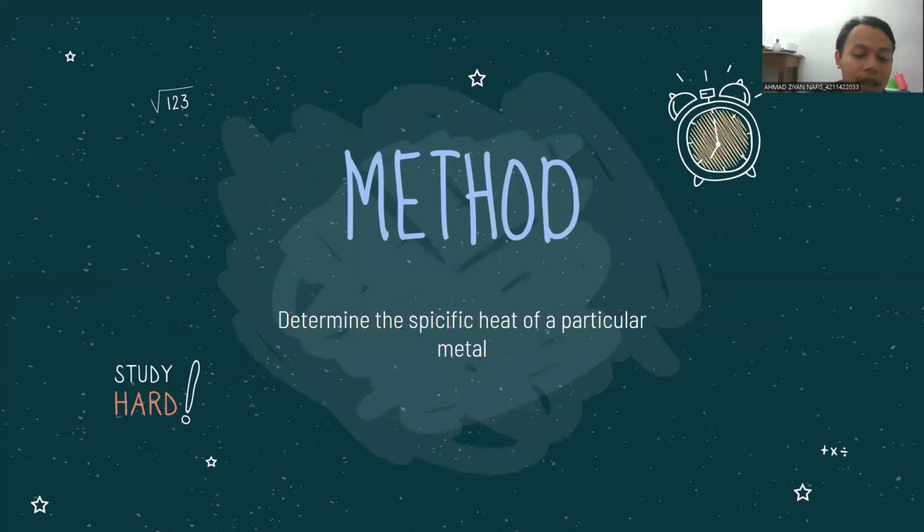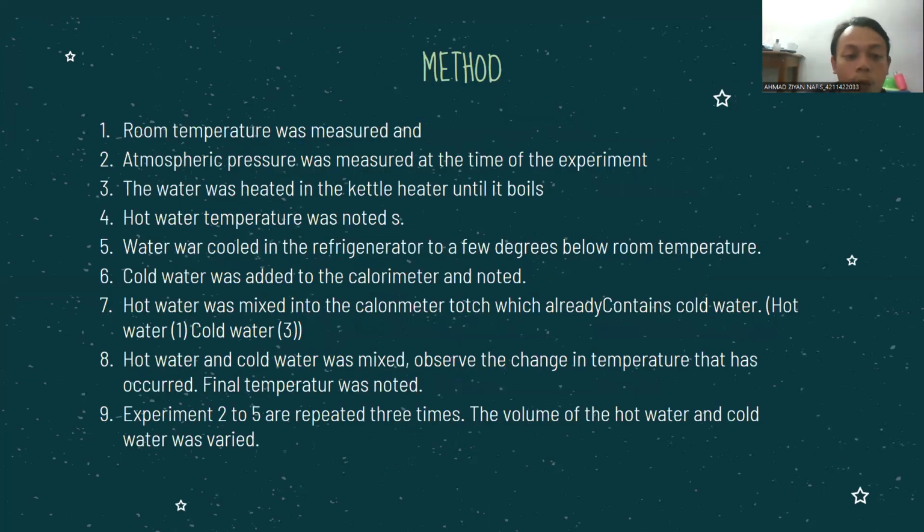Method to determine the specific heat of a particular metal. First, room temperature was measured and 2. Atmospheric pressure was measured at the time of the experiment. 3. The water was heated in the kettle heater until it boiled. 4. Hot water temperature was noted.